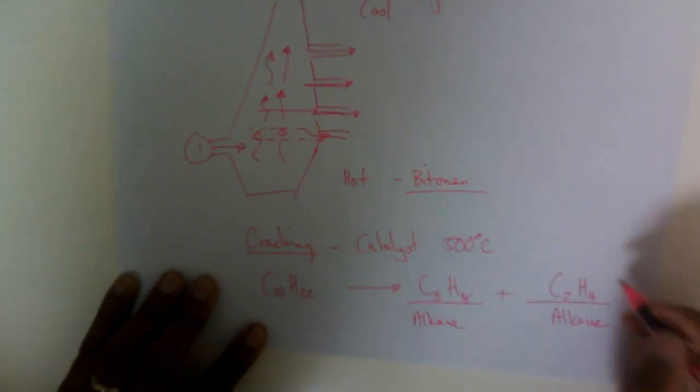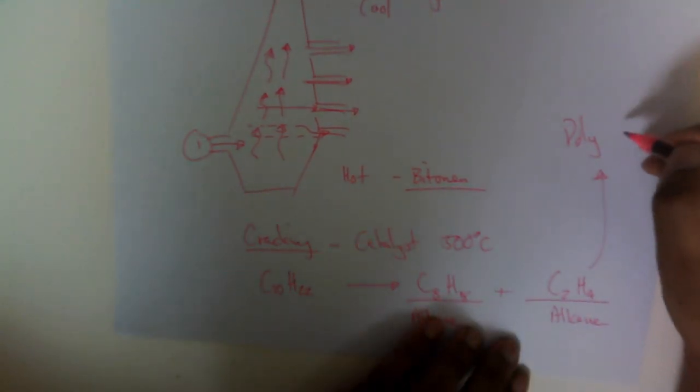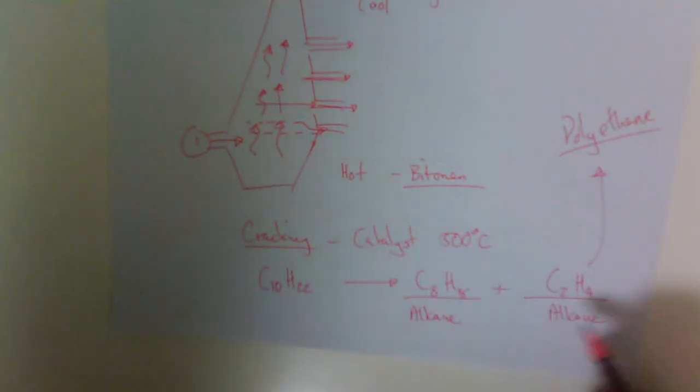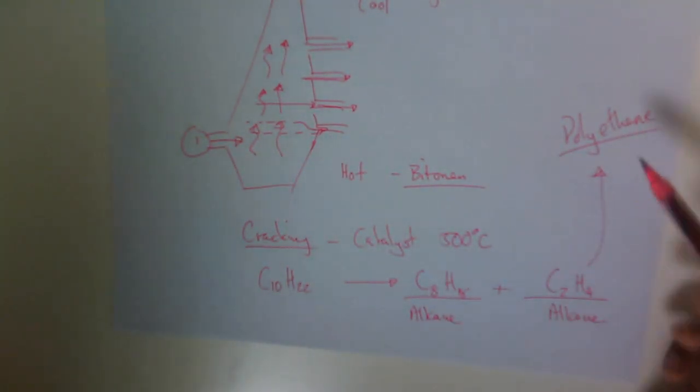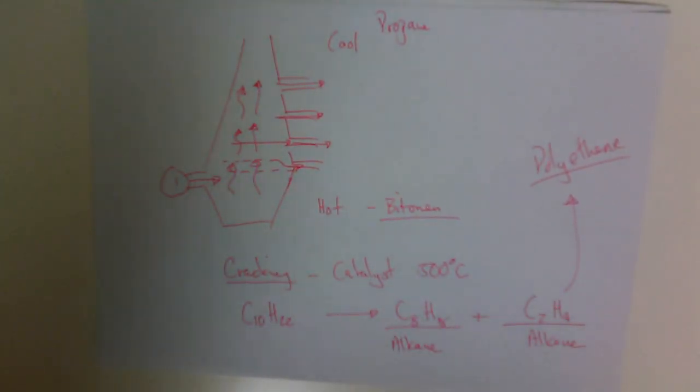And then these alkenes can then be used to make polymers. So you can make polyethene from this alkene, which is ethene, and polyethene, an example of that is basically plastics, or lots of variations of plastics that you can use for a number of different reasons.